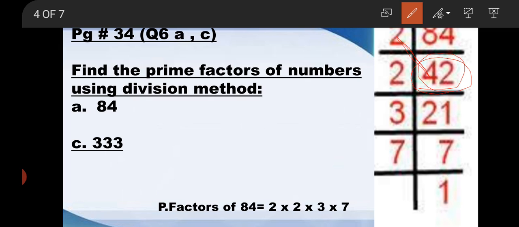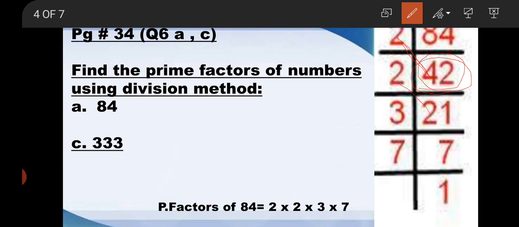42 is a multiple of 2, 42 is a multiple of 4, 42 is a multiple of 6, 42 is a multiple of 7. So students, 42 is a multiple of 6 and 42 is a multiple of 7. 6 is a composite number, we cannot take it. So we will take 2.